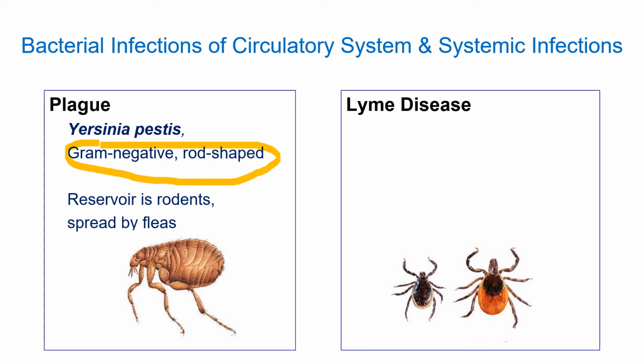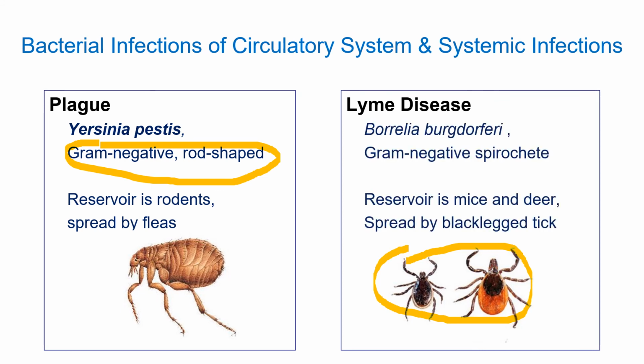Another bacteria of the blood which is becoming more and more common in Canada is Lyme disease. And Lyme disease is spread not by an insect, but spread by a tick. So remember the differences between a tick and an insect: a tick has 8 legs, an insect has 6 legs. So the reservoir of Lyme disease is mice and deer in the wild. Mice are probably more significant than the deer, and this is spread by a tick called the black-legged tick.